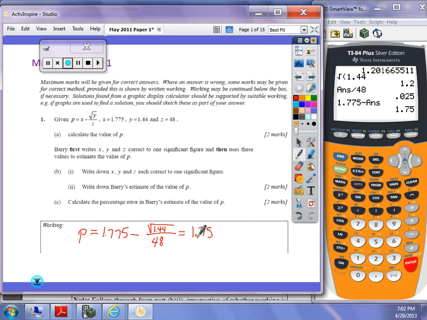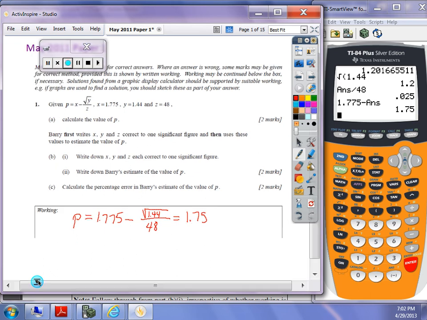Then it says that Barry rounds incorrectly. He rounds x, y, and z to 1 sig fig, and we're going to round all those values. So we've got x is equal to, well, 1.775 rounded to 1 sig fig would be equal to 2, and 1.44 rounded to 1 sig fig would be equal to 1, and 48 rounded to 1 sig fig would be equal to 50. The 0 is insignificant.